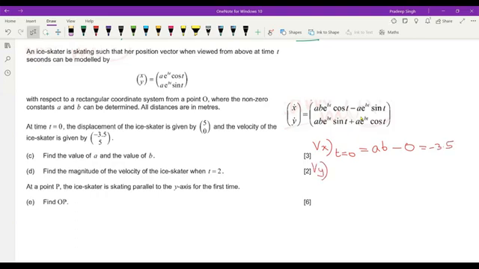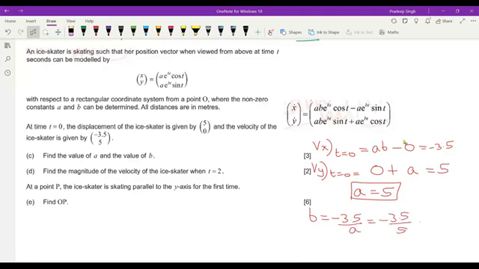Velocity y component at t is equal to 0 will be, you have a sine t in front, so the entire expression will be 0 plus a, and that is equal to 5, which means a directly can be represented by 5. And to get the value of b, we use the x component. So we will write b is equal to minus 3.5 divided by a, minus 3.5 divided by 5, which comes out as minus 0.7.